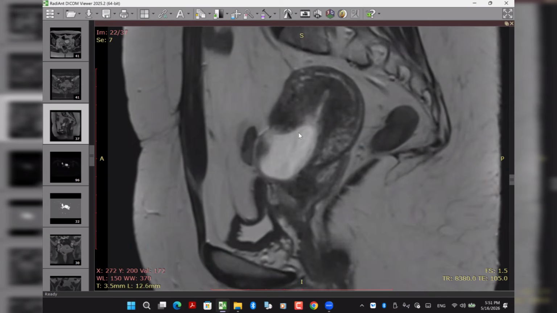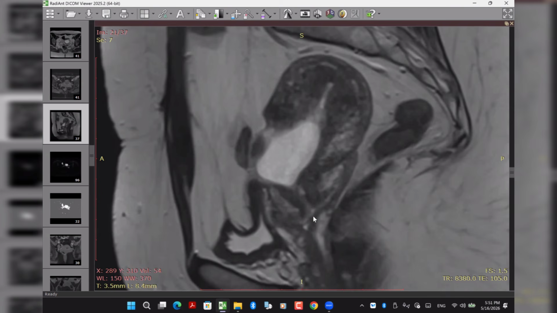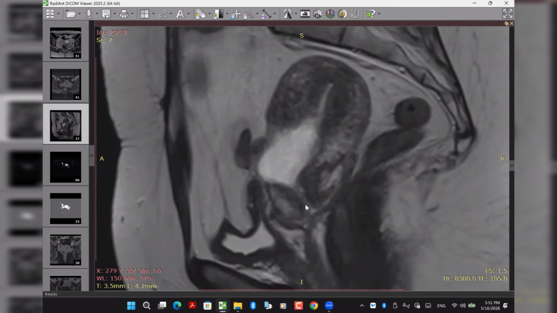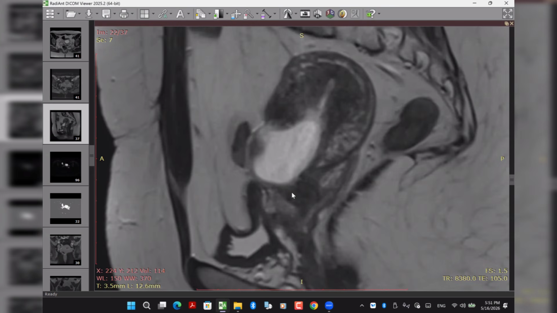So this is not cervical, because you can see the cervical canal, and this is not incomplete abortion, because you don't see content inside the canal or expansion of the canal. So this is specific for cesarean section ectopic implantation. Okay. Yes. Thank you very much.